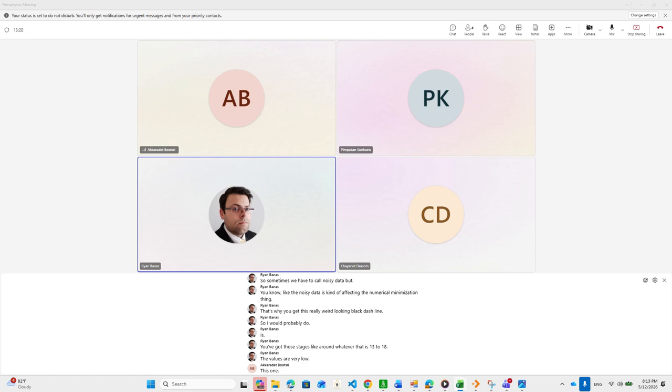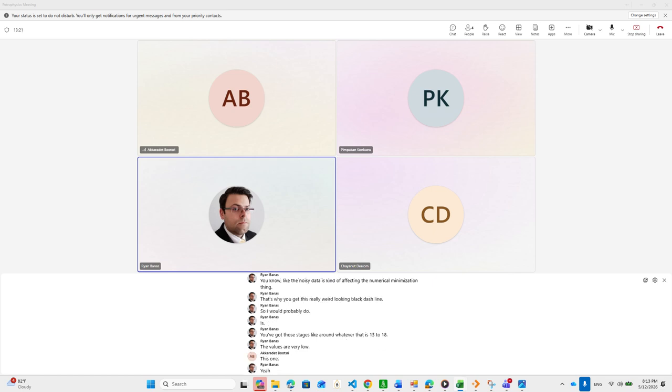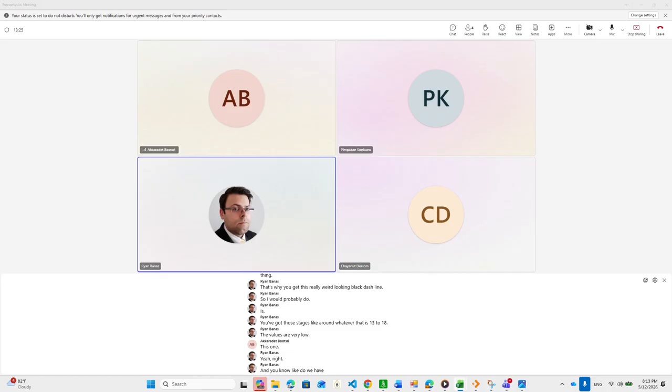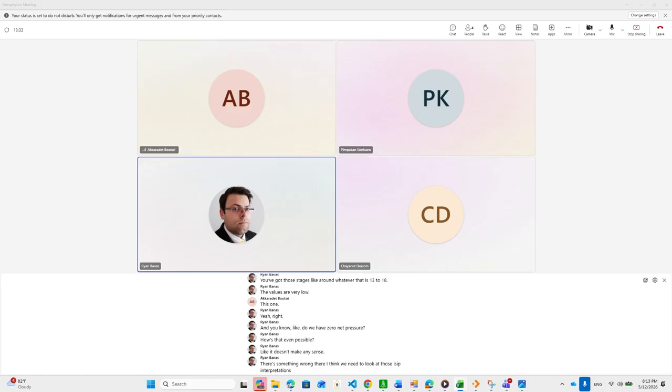Right. And do we have zero net pressure? How is that even possible? Right? That doesn't make any sense. There's something wrong there. I think we need to look at those ISIP interpretations. In particular, stages 16 and 17 are extremely low.